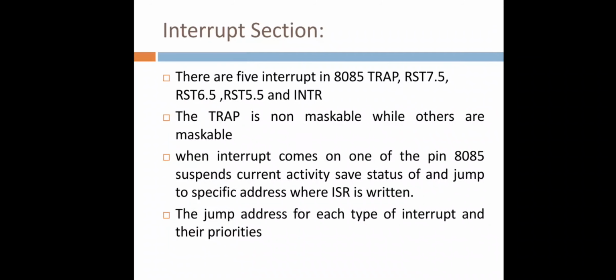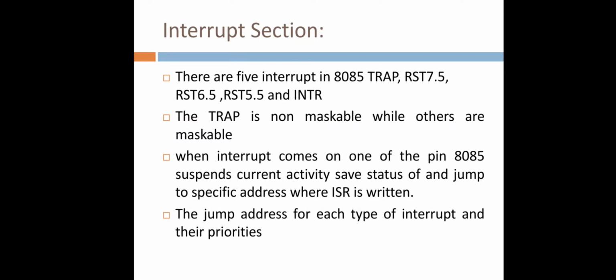Interrupt section. There are 5 interrupts in the 8085: TRAP, RST 7.5, RST 6.5, RST 5.5, and INTR. The TRAP is non-maskable while the others are maskable. When an interrupt comes on one of the pins of the 8085, the 8085 microprocessor suspends the current activity, saves the status and jumps to a specific address. There the ISR is written. ISR is nothing but the interrupt service routine.